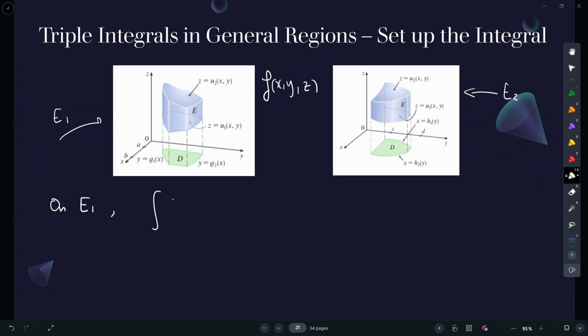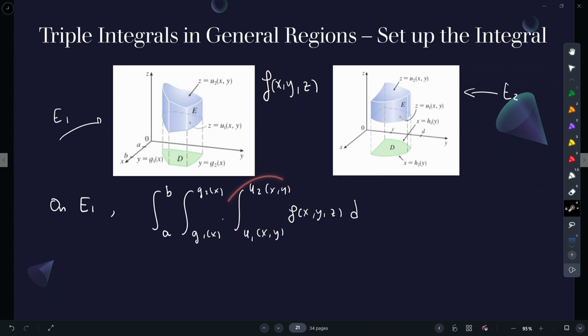The integral on E1 will be x running from a to b, so I have to start with x here outside. The y is going from g1(x) to g2(x), and the z is going from u1 to u2, of f of x, y, z. And now the innermost is what's happening to z. So this is dz, dy, and dx. But on E2, I have to first run in y.